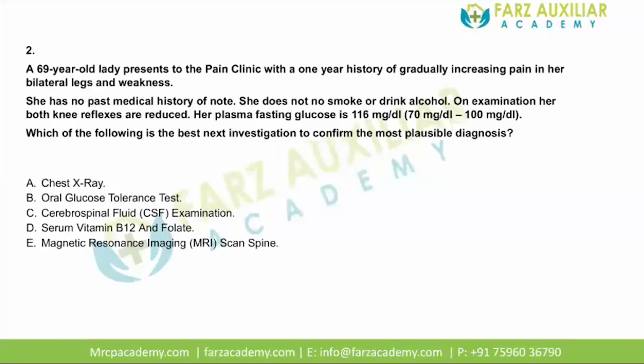So the next question is: a 69-year-old lady presents to the pain clinic with a 1-year history of gradually increasing pain in her legs, and there is associated weakness in both her legs. There is no past medical history. She does not smoke and she does not drink alcohol. Her knee reflexes are reduced. She has a fasting glucose concentration of 116. What is the next best investigation to confirm the plausible diagnosis? Please mind that the question is asking the best possible investigation that you would do in this case.